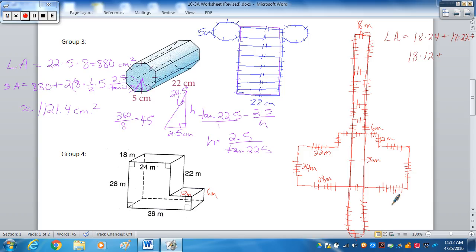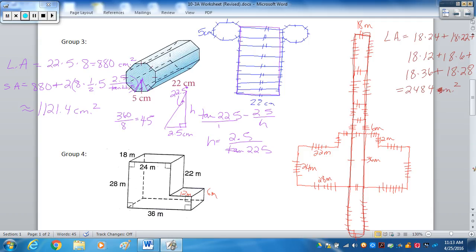Okay, this one is going to be 18 times 6. Okay, the next one's going to be 18 times 36. And then the last one is 18 times 28. Okay, now if we work that out, you should get 2,484 square, oh, meters, not centimeters. Okay. So that's the lateral area.